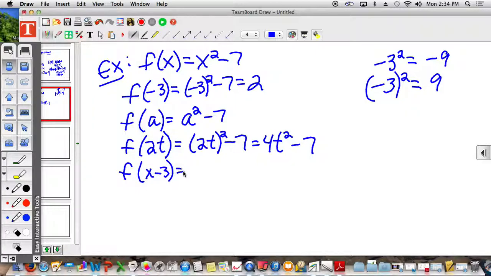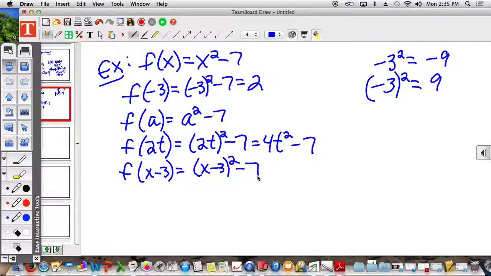What am I going to do there? Go FOIL. What do you have to do? Well first of all, you're going to rewrite it, and you're going to replace the x with x minus 3. So I rewrite the original equation, x minus 3 squared minus 7.